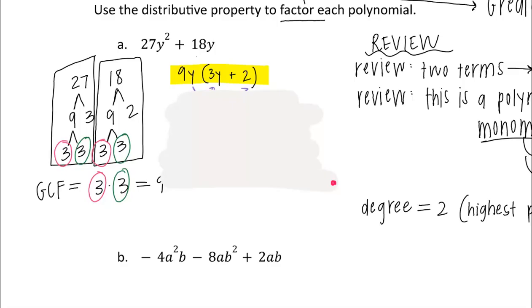In addition to the 3, you also have to think about the y. To get y squared from y, you would have to multiply y times y to get y squared.